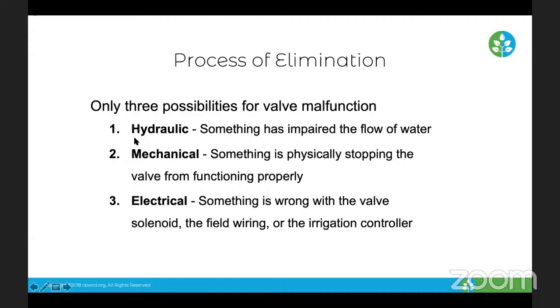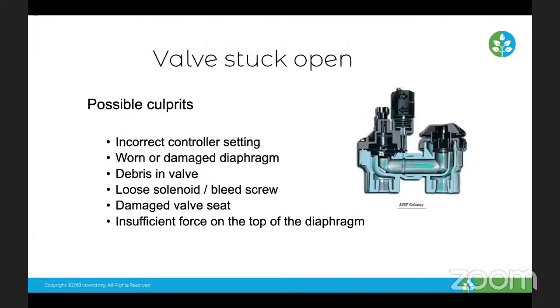For hydraulic, I once replaced a valve because it wasn't operating when I first started doing irrigation. I put a new valve in, turned it on, and still no water. Come to find out, somebody had turned off the water at the meter, right? So the valve wasn't faulty. The water flow was impaired. Going through this checklist gives you an idea of where to start looking. But you learn.